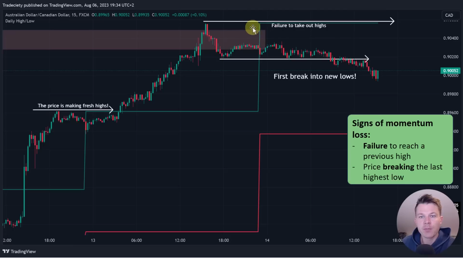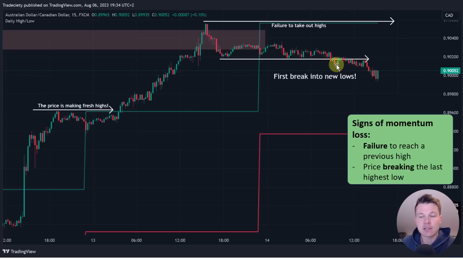What do we see? The next day here we get the new daily high, the green channel, and the market is not able to reach the daily highs. So this is a failure to take out the highs. And then we have the first break into new lows. Whereas previously the market only made higher highs and higher lows, now we have a break into a new low. This is a very important sign that something is going on here.